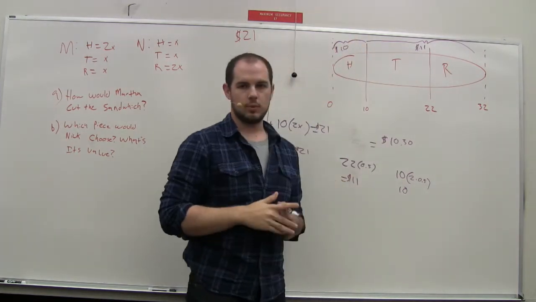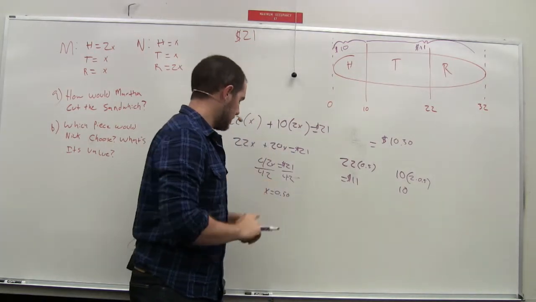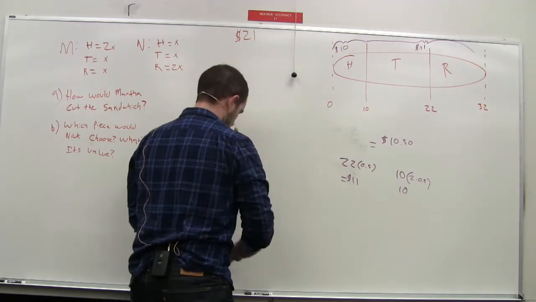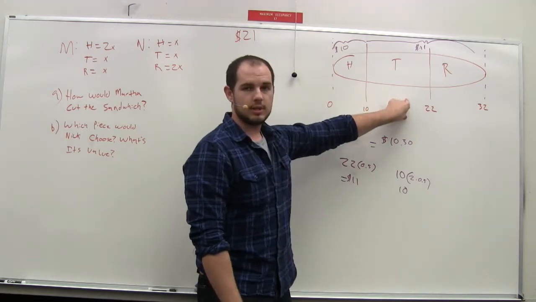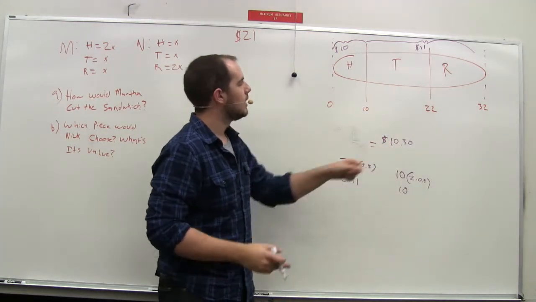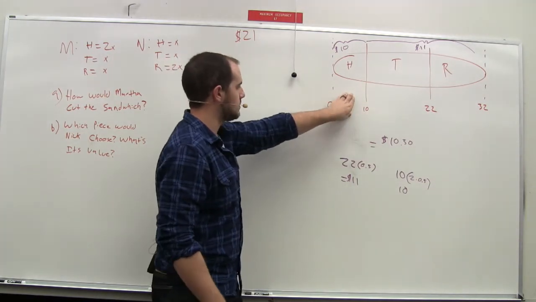Okay, so we're a little bit closer to figuring out how Martha's going to cut this sandwich, but we're not quite there yet. So let me make some room here. Okay, so now we know that this part of the sandwich is worth 10. This part is worth 11. So what we need to do to get a piece that's worth 10.50 is cut a little bit of this part off and add it to this piece.